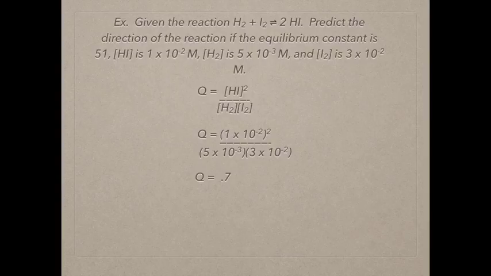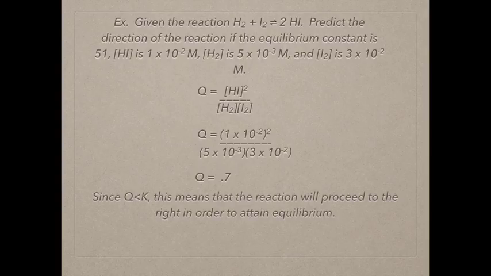Now, my equilibrium constant is 51, which means that my Q is less than my K. So I need to increase the size of my Q, my reaction quotient, in order to reach equilibrium. To do that, because as you can see here your Q equals your products over your reactants, I want to increase the concentration of products and decrease the concentration of reactants, which means my reaction needs to proceed to the right in order to attain equilibrium.